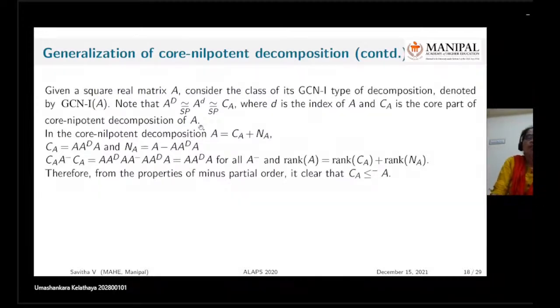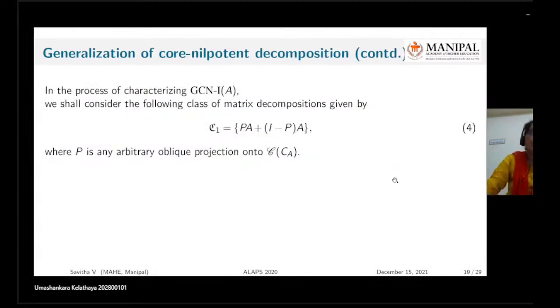In the co-nilpotent decomposition A equals Ca plus Na, Ca is given by A A^D, where A^D is the Drazin inverse of A, and Na equals A minus A A^D. And if we consider Ca A^- Ca, that gives us Ca. This holds for all A^-, and therefore it is clear that Ca is less than or equal to A under the minus partial order.